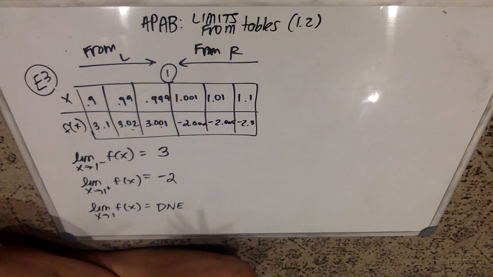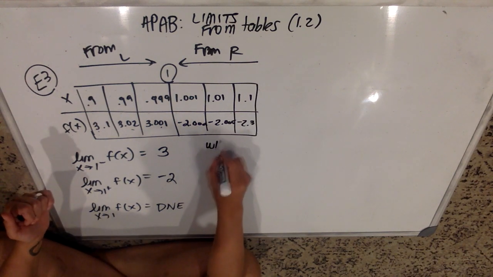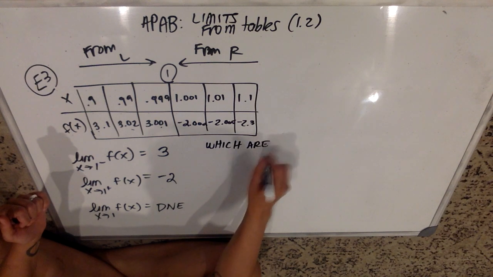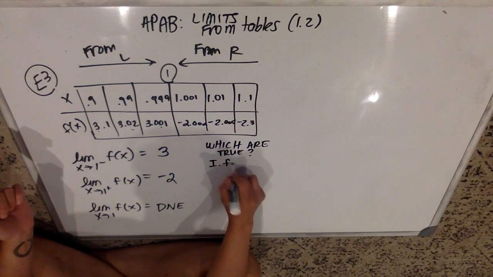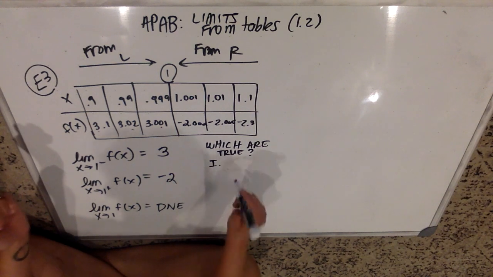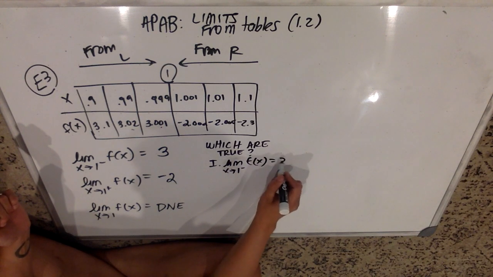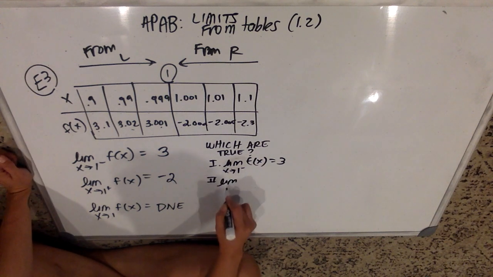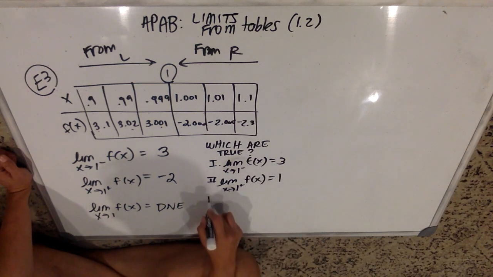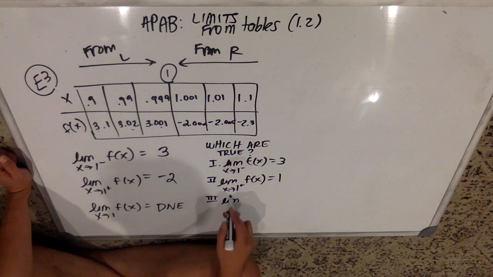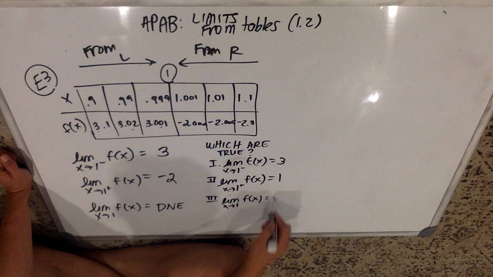I also think instead of seeing it like this, you might see it as multiple choice, right? So they could say which are true based on the table. They could say something like this: 1, the limit as x approaches 1 from the left of f of x is 3. 2, the limit as x approaches 1 from the right of f of x is 1. 3, the limit as x approaches 1 of f of x is negative 2, right?